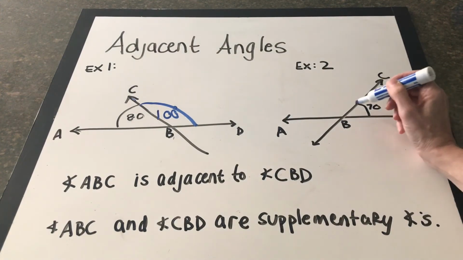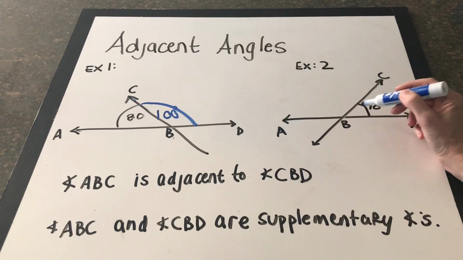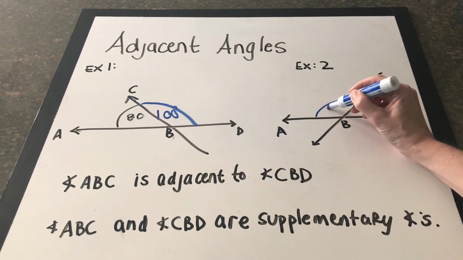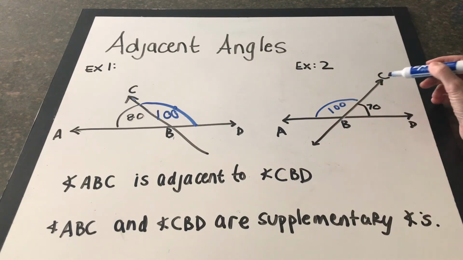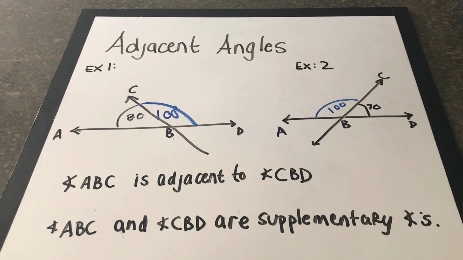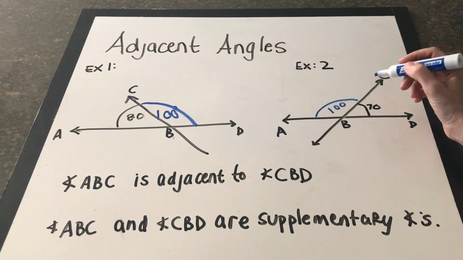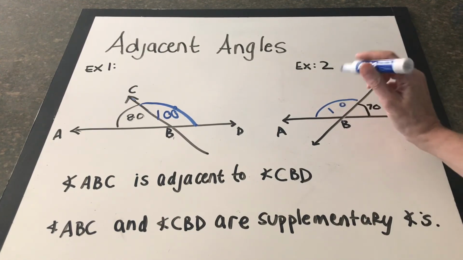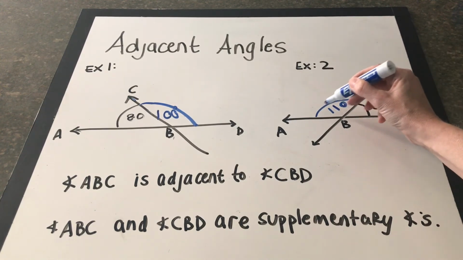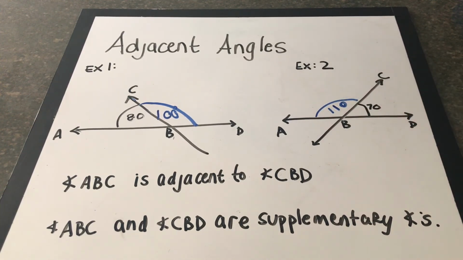The same here. Angle ABC is this angle, and that's going to be 100 degrees because it's adjacent to angle CBD, which is 70 degrees. Oops, sorry about that. It's 110 degrees because these together should be 180 degrees.